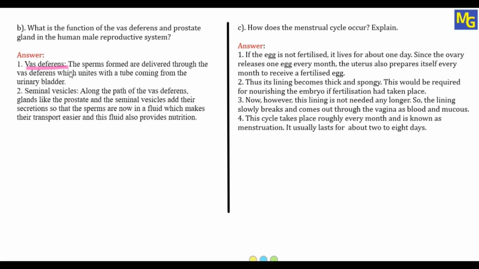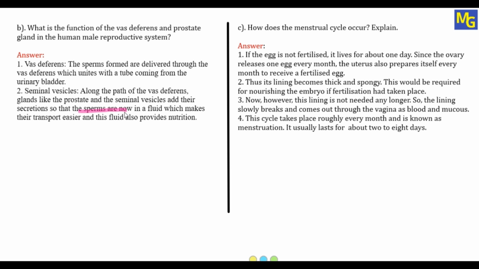Then the second one is seminal vesicle. Along the path of the vas deferens, glands like prostate gland and seminal vesicle add their secretion to the sperms. Now you can see here, when the sperms are moving through the vas deferens, during this path there are two glands present, which are called prostate gland and seminal vesicle. These two will secrete some secretions, and all these secretions will be added to the sperms which are moving from the vas deferens.